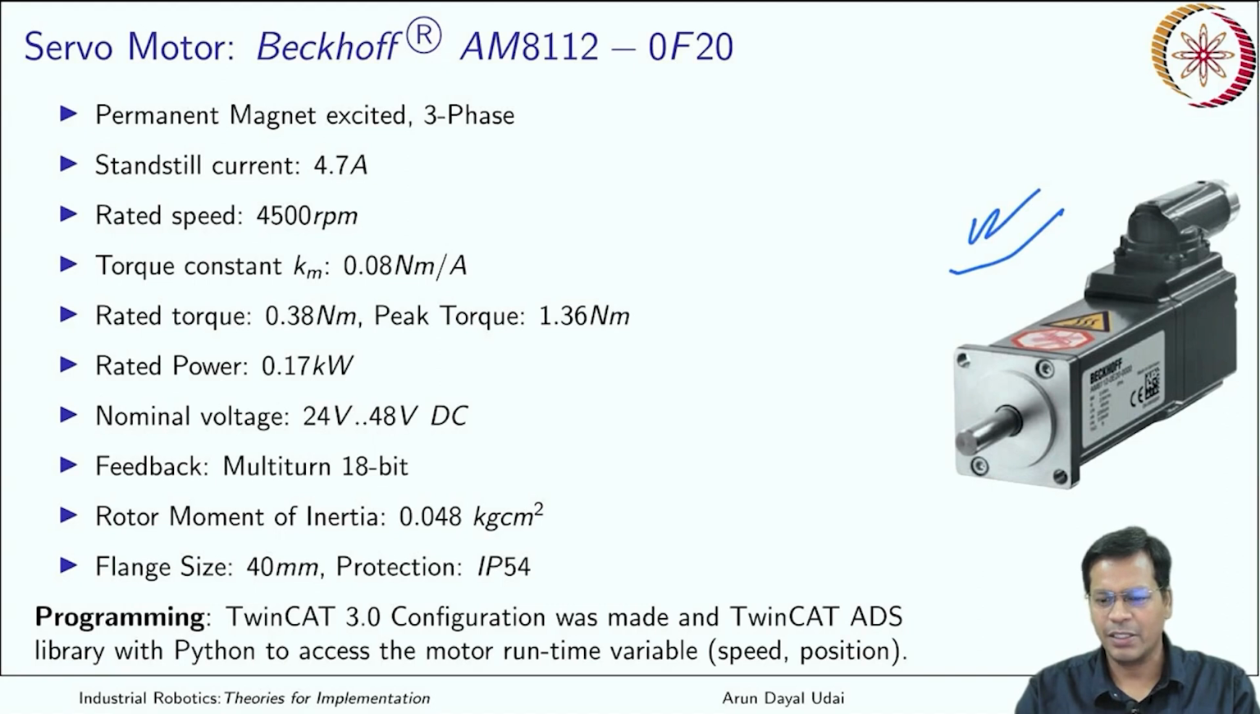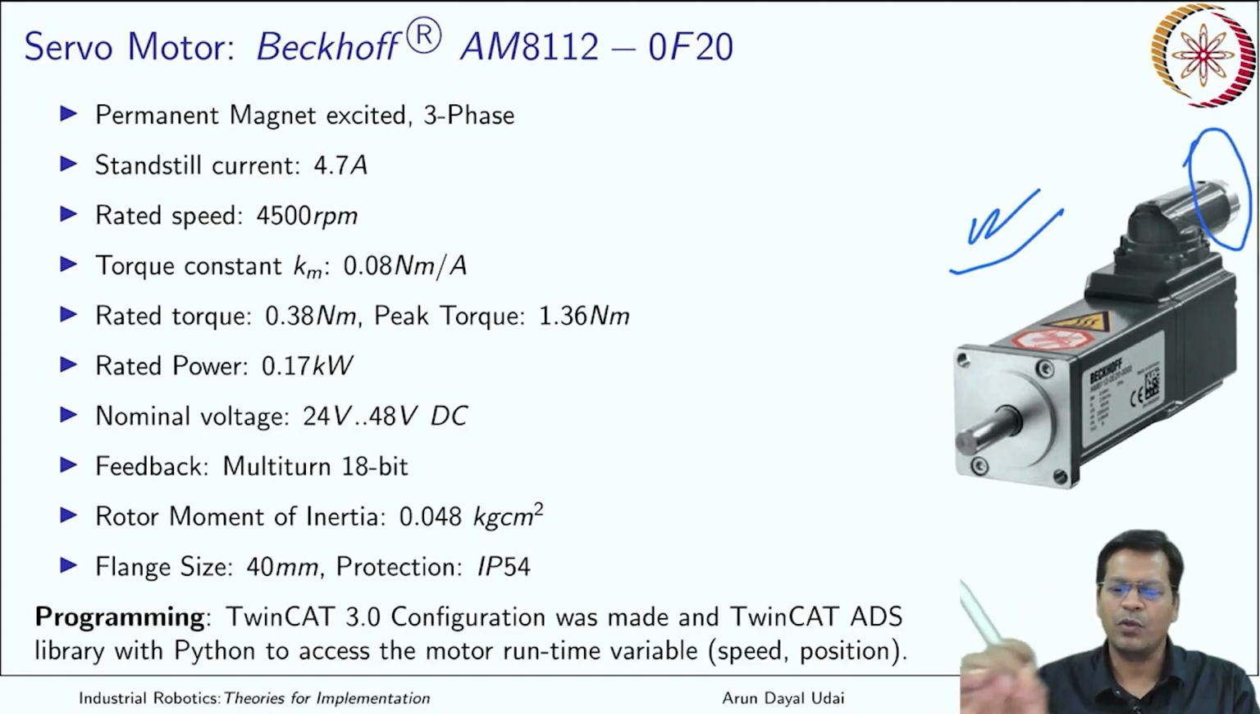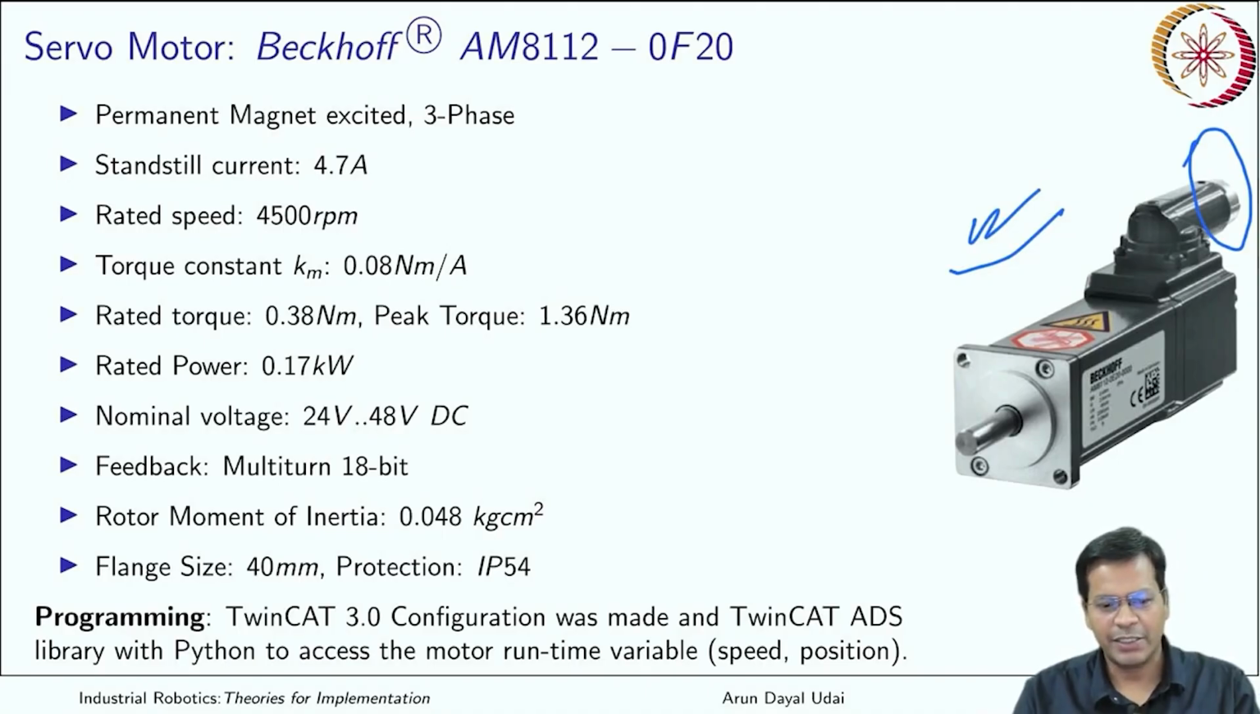This is a standard servo motor, AC servo motor, similar to the kind that I have shown, but it has just one cable technology. So your encoder wire and your power cable both go through a single bonded cable. It doesn't matter even if it is separate. This is permanent magnet excited, 3-phase, 4.7 ampere when it is at standstill, and rated speed is 4500 rpm.